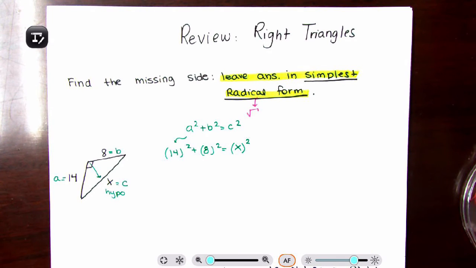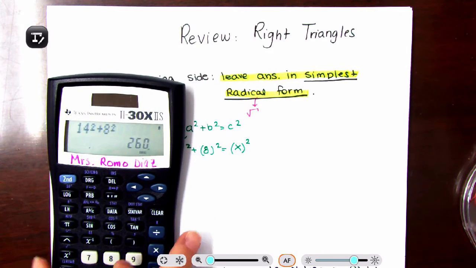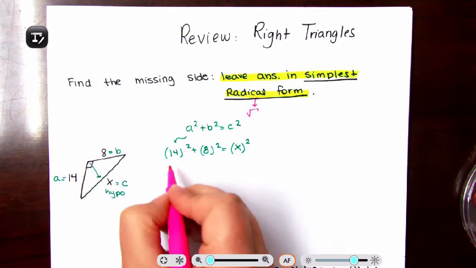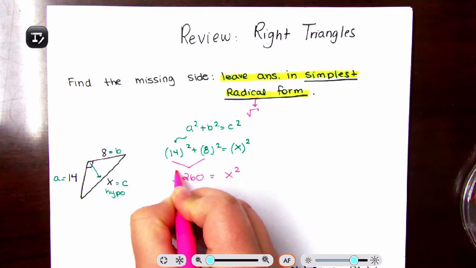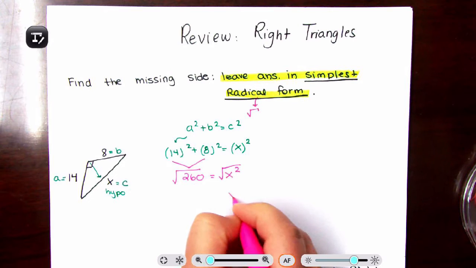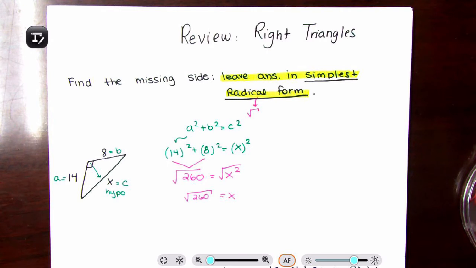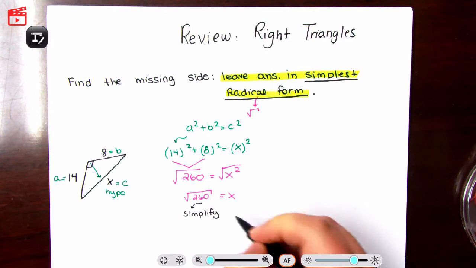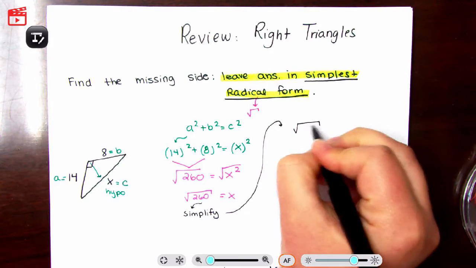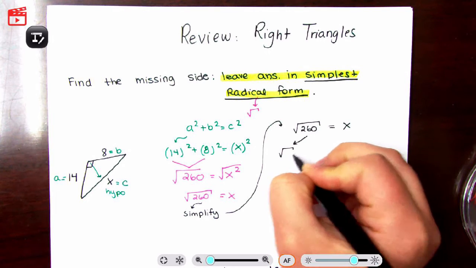Using our calculator, I'm going to type in 14 squared plus 8 squared, and that gives us 260, and that's equal to x squared. Taking the square root on both sides, we have x is equal to the square root of 260. Now, this potentially is not your answer. You have to check to simplify. And the way you simplify is you're going to split this up and pull out a perfect square if available.